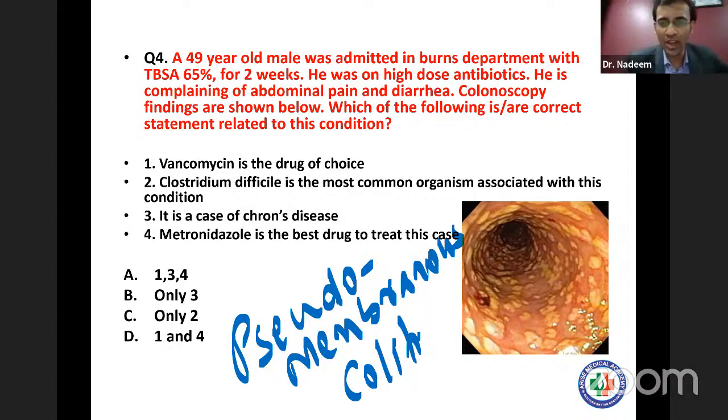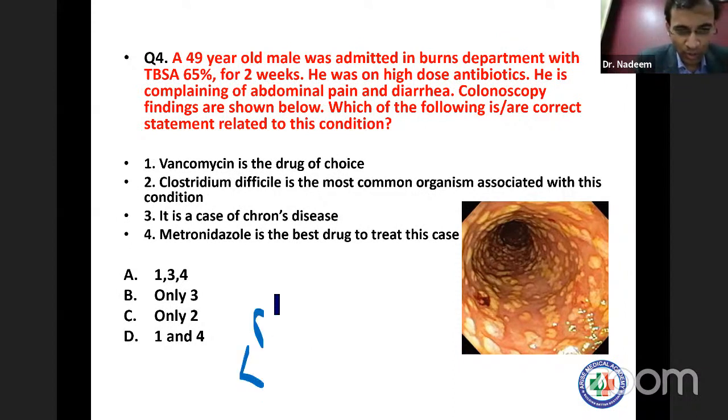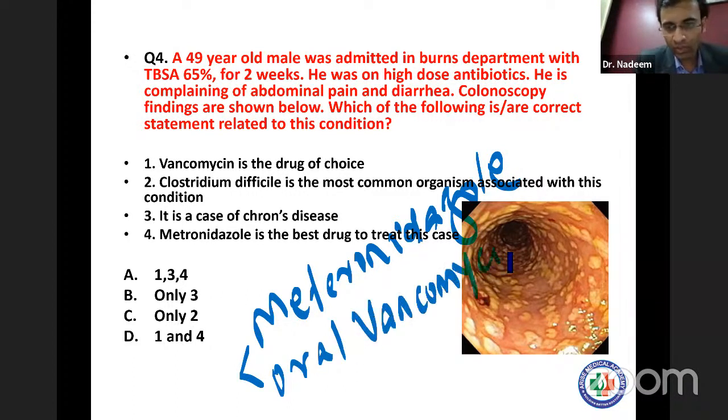So how are we going to treat? Please understand that first of all we have to stop the antibiotic. After that, which antibiotic should be given for pseudomembranous colitis? First line drug, and the drug of choice, is metronidazole. Second line is oral vancomycin only. See, this is also oral only.